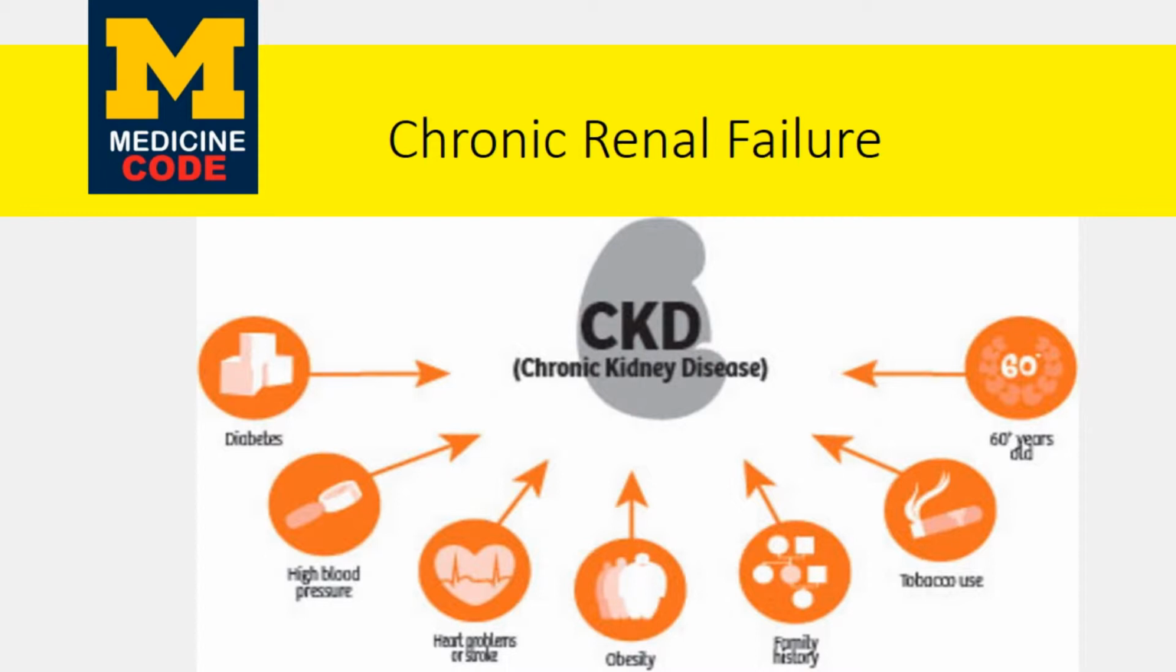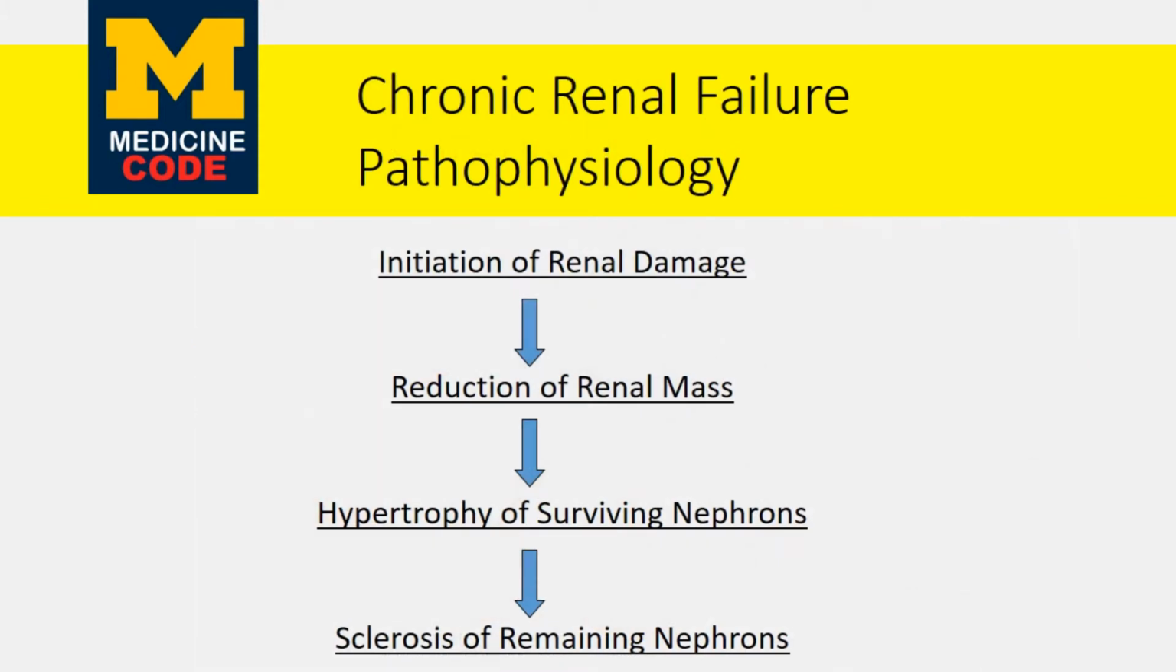Pathophysiology of chronic kidney disease begins with initiation of renal damage. This leads to reduction in renal mass. There is hypertrophy of the surviving healthy nephrons. The remaining nephrons eventually undergo sclerosis.